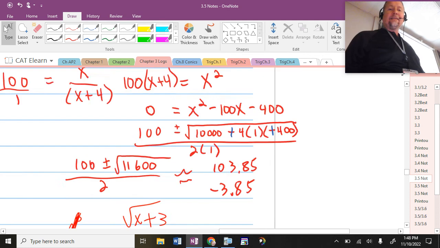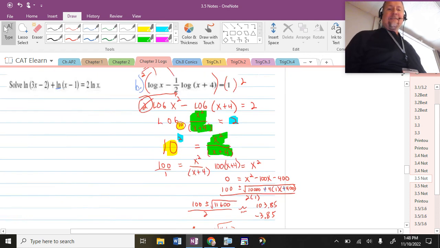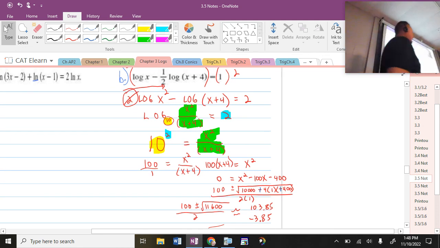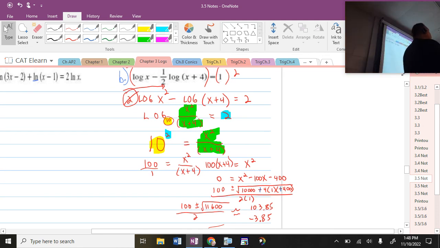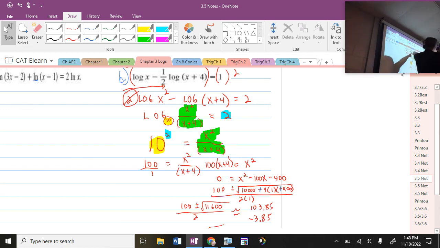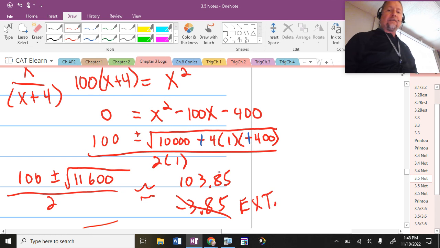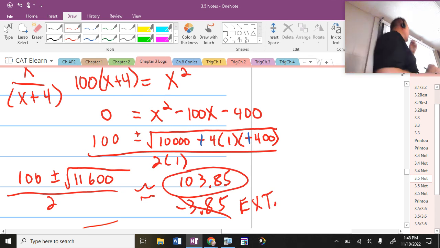But wait, there's more. Remember what I said about a logarithm? You cannot log a negative or 0. When I plug in 103, am I okay for x? Yes. When I plug in negative 3.85, am I okay? Yes or no? No. This answer is extraneous. This does not work when you're solving a logarithm. And I guess that took us to the bell anyway, so I've done enough.